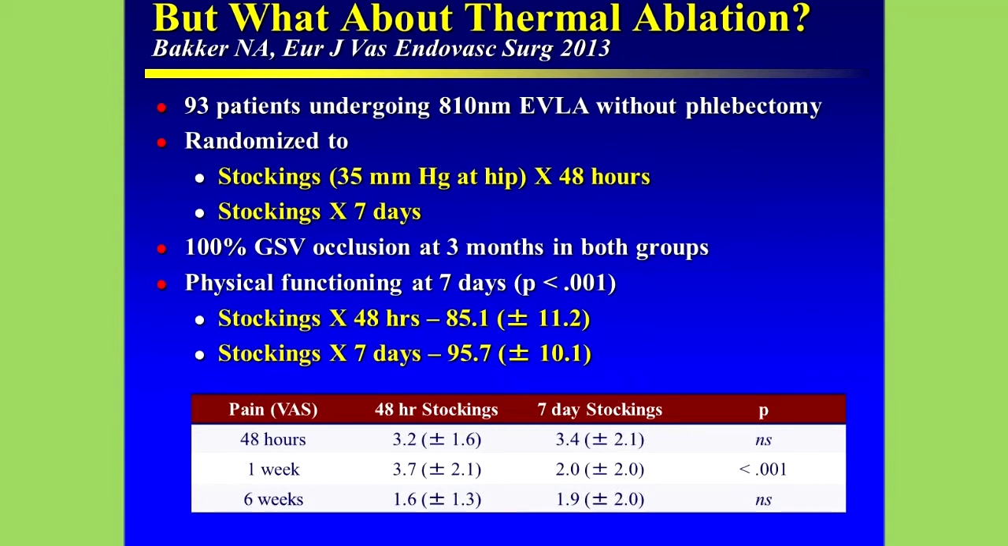And this is one of the important points, is virtually every series that's ever been done really reports that there's no difference in efficacy of the procedure regardless of the duration of compression. This particular study showed 100% great saphenous vein occlusion at 3 months in both groups. Our own data is a little bit lower, but shows it's equivalent regardless of the type of compression. However, looking at quality of life, and quality of life is important in these patients, that's why most of them are being operated on, physical functioning was significantly different at 7 days. That is, those who wore their stockings for 7 days had a higher level of physical functioning.